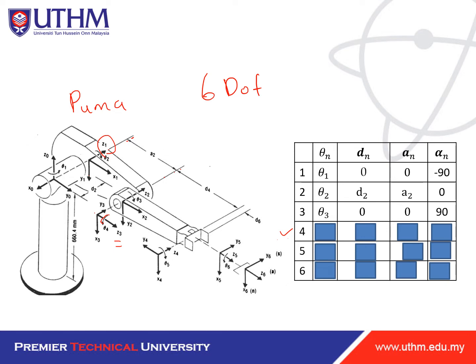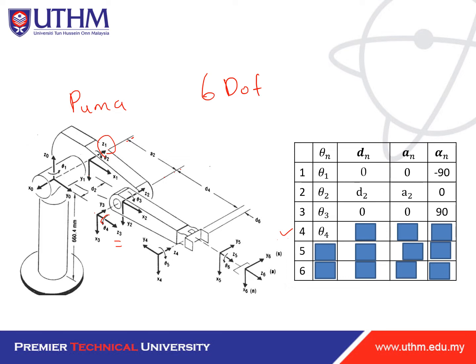We can see that there is an active joint, which is theta 4, an active actuator or motor moving here, and the variable is theta 4. So theta n will become theta 4.